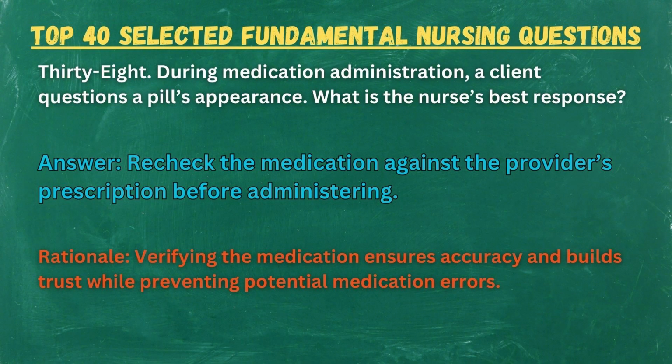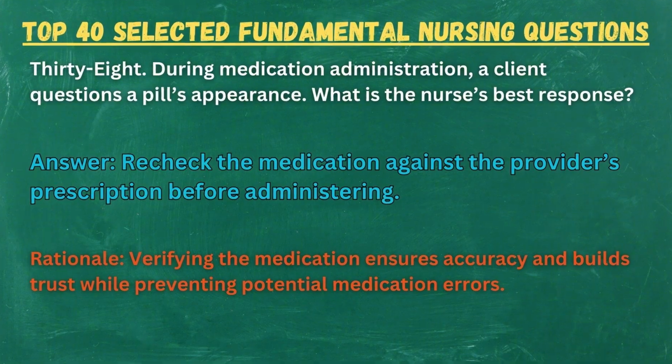38. During medication administration, a client questions a pill's appearance. What is the nurse's best response? Answer: Recheck the medication against the provider's prescription before administering. Rationale: Verifying the medication ensures accuracy and builds trust while preventing potential medication errors.